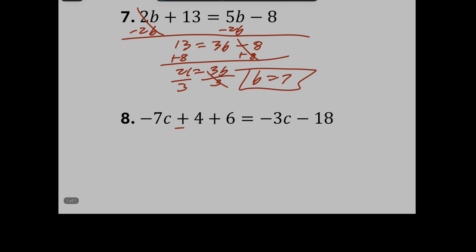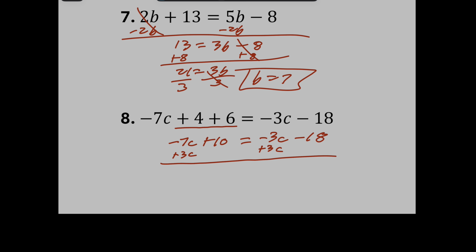Number 8, here are our like terms. So I'm going to get negative 7c plus 10 equals negative 3c minus 18. Now I have letters and numbers on both sides. I'm going to go, you know what, let's do it opposite. Let's go plus 3c, plus 3c. Now, I didn't keep it positive. All right, so let's see what happens.